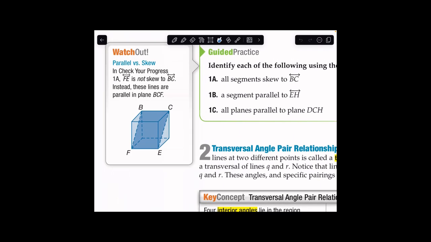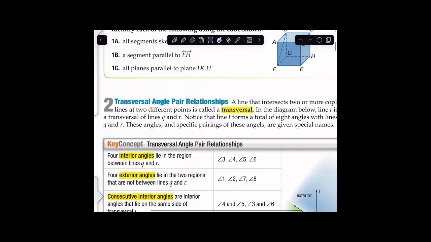Now, please watch out when trying to determine if things are parallel or skew. Just because you don't see the planes doesn't mean they can't be created. So here, FE, that is the segment at the bottom front of the cube, is not skew to segment BC. They are parallel in plane BCF. So imagine a diagonal slice of the cube there would contain both of those segments. Again, check for the distances. If the distance at each end would be measured the same, then they could be set coplanar and made parallel, or shown to be parallel.